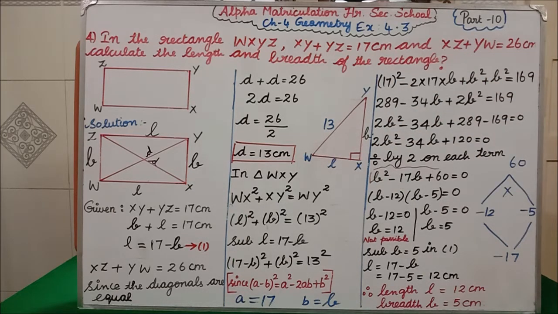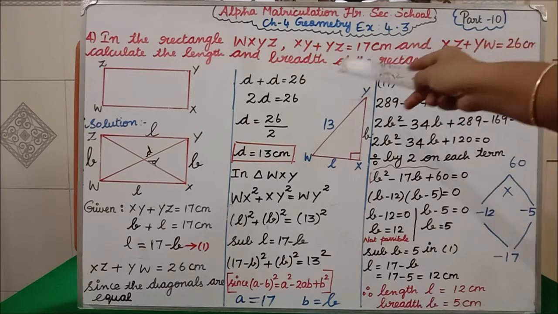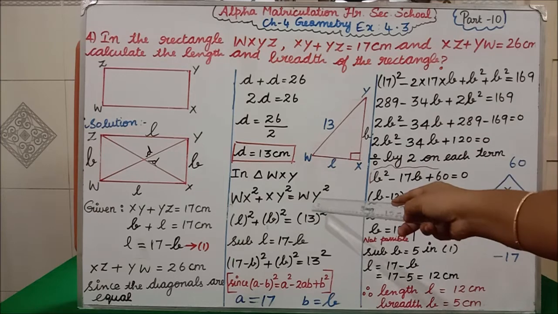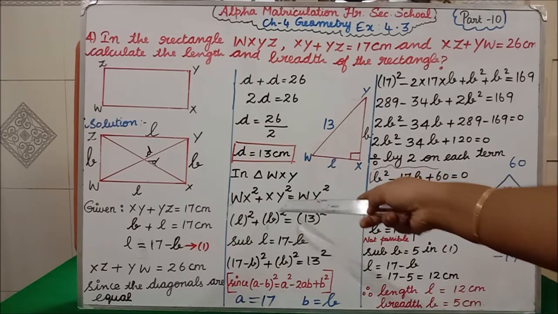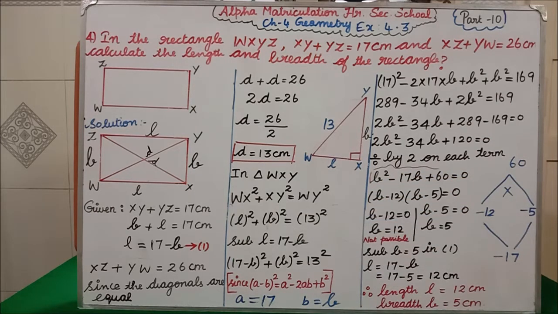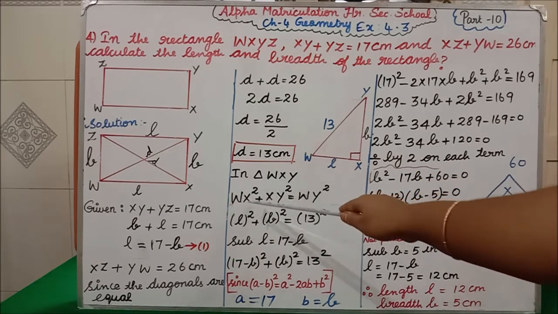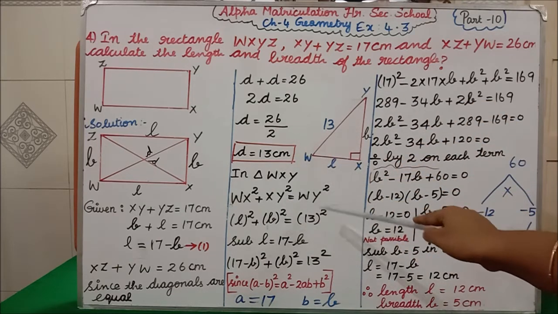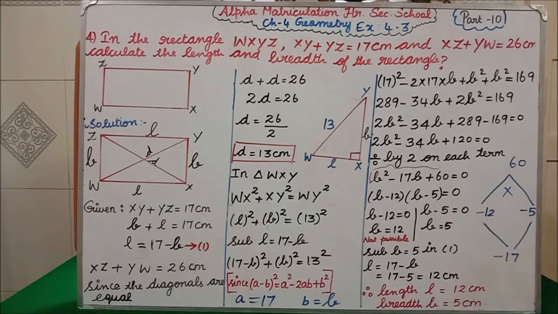So according to our Pythagoras theorem statement, hypotenuse side square, what is that? WY square. I have written WY square equal to the sum of the squares of the remaining two sides. Sum means add, square means we have to square. The remaining two sides are what? WX square plus XY square equal to hypotenuse square, WY square. You can write that on this side also.